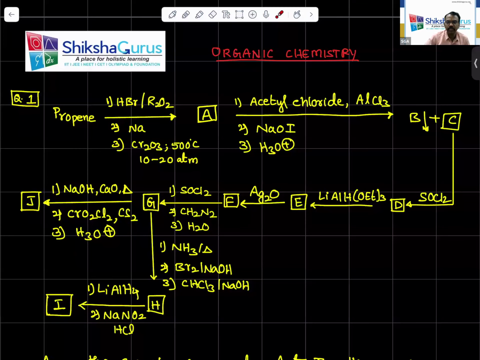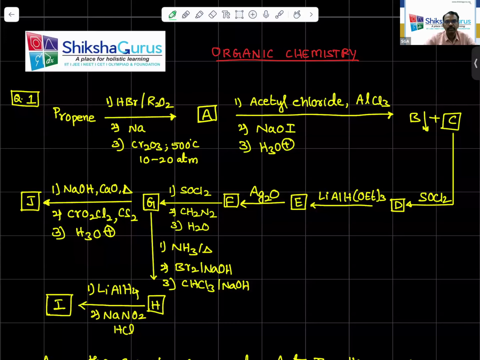Here the given compound is treated with HBr in the presence of... Now understand the question carefully. Here propene is treated with HBr in the presence of peroxide. In the first step, propene is treated with HBr in the presence of peroxide, followed by sodium metal and then Cr2O3 at a high temperature and pressure. What will happen? Now let us start.